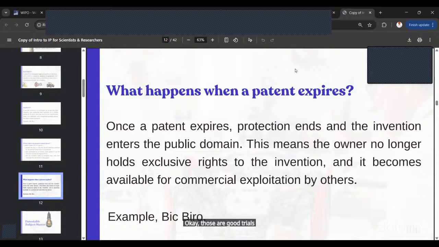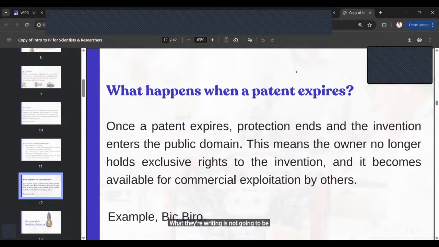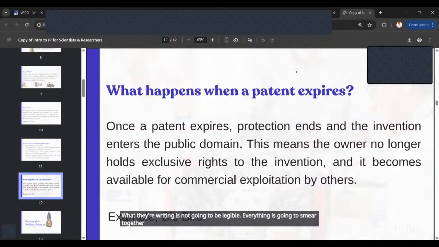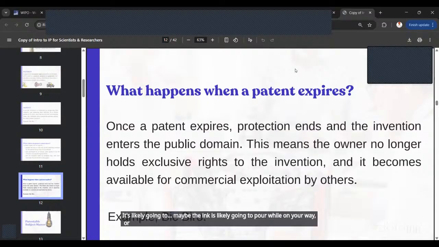Now, how long do you need to wait for the ink to dry before you can fold the paper? Because if you try to fold the paper immediately after writing, it's going to smear. What you're writing is not going to be legible. Everything is going to smear together. Another issue is that it's not easy traveling with ink and feather; the ink is likely going to pour on your way, or it's not very nice.